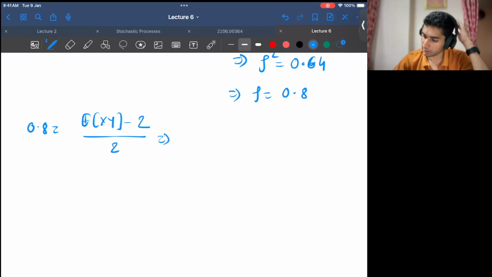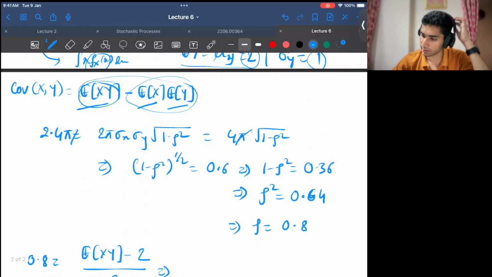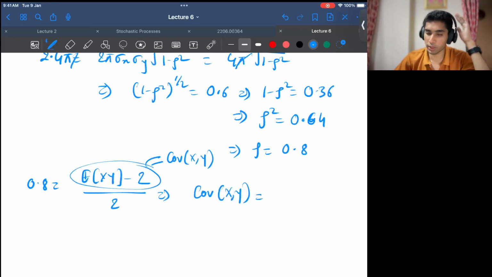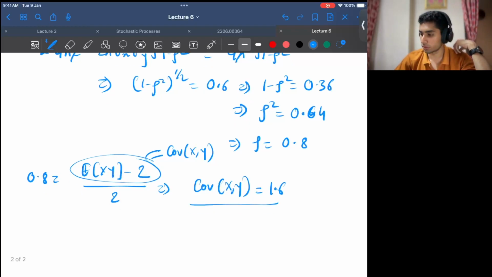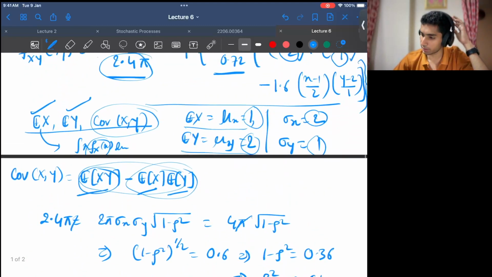You don't even need that, because this thing itself is the numerator, right? This thing is equal to covariance of x comma y. So you can just say that covariance of x comma y is equal to 0.8 times 2, which is 1.6. So you have obtained this. Expected value of x, expected value of y, you already obtained 1, 2, and that's it.